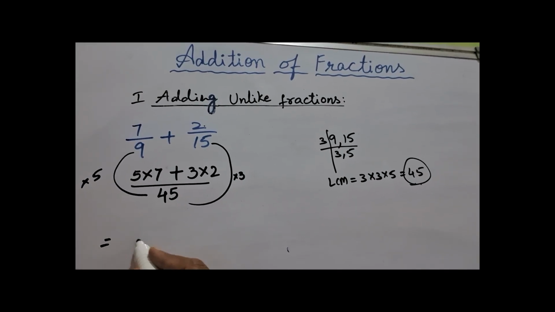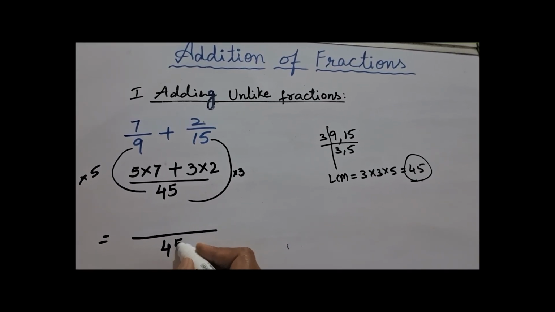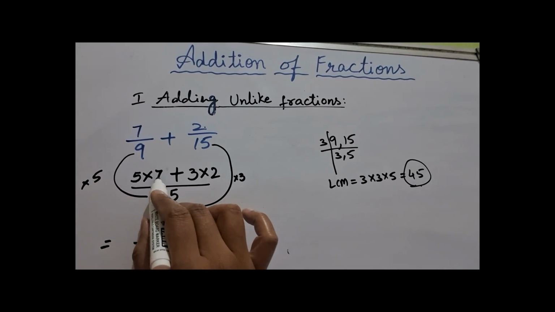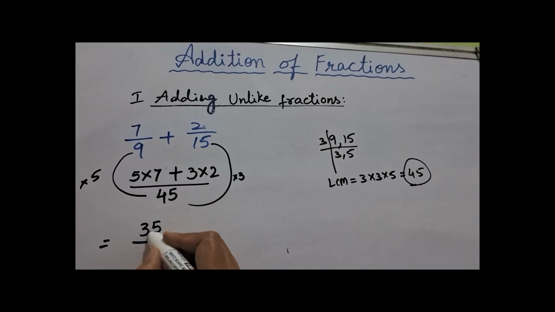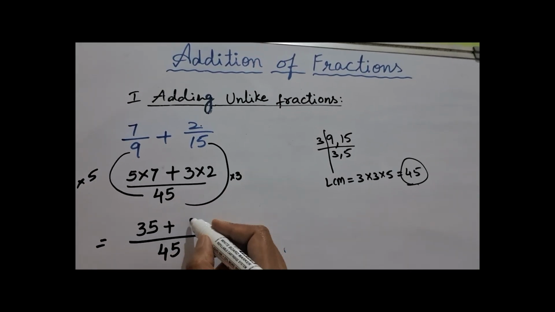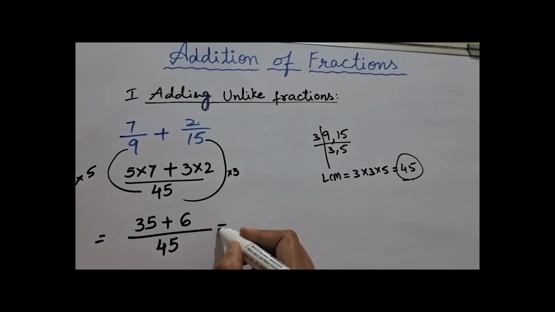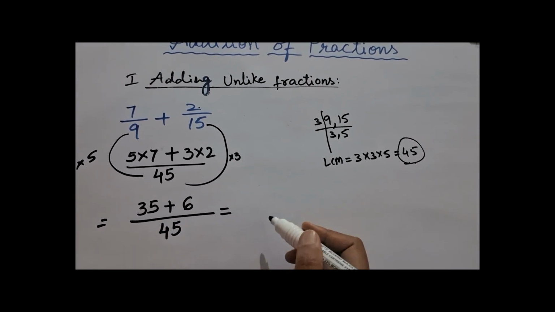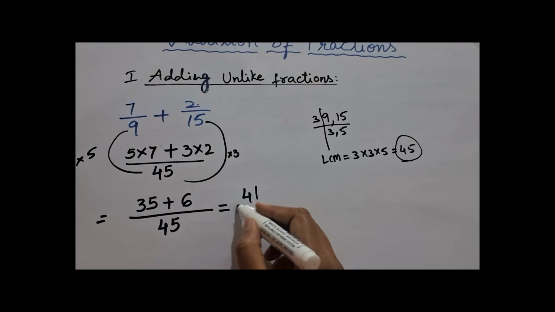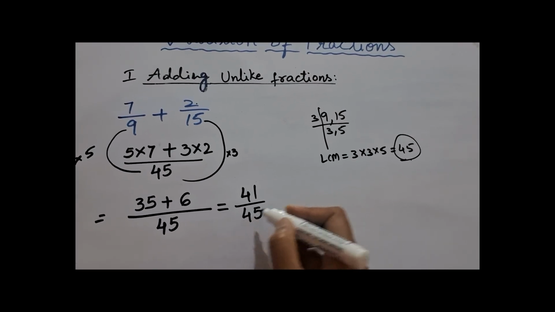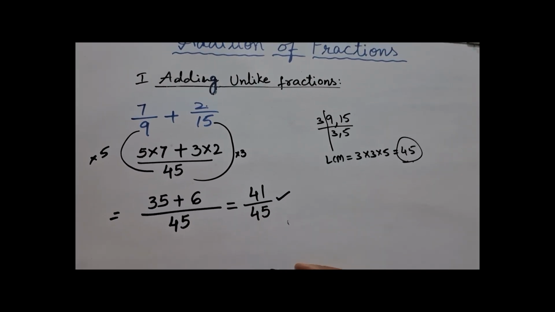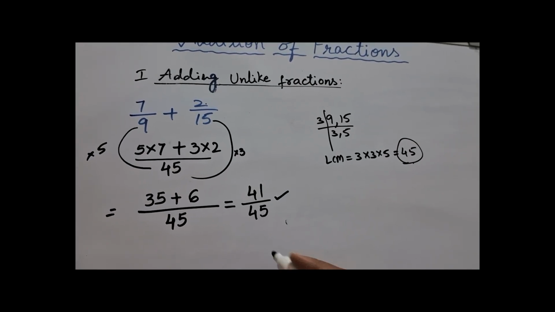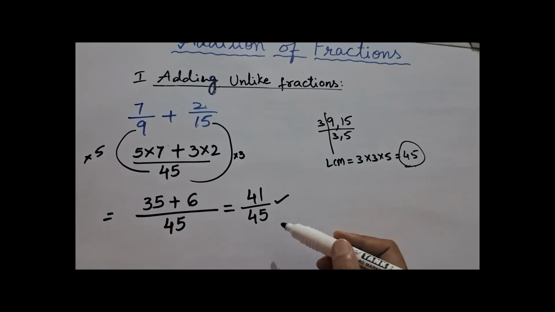Which will be equal to, here the 45 will be as it is. Now in the numerator what are we having? 5 into 7, 35, plus 3 into 2, 6, which is equal to 35 plus 6, that is 41 by 45. This is the answer children. In this way we can add unlike fractions by finding the LCM of the denominators.